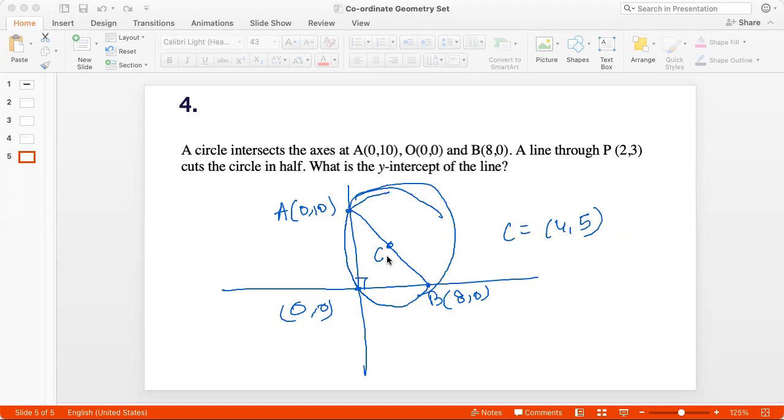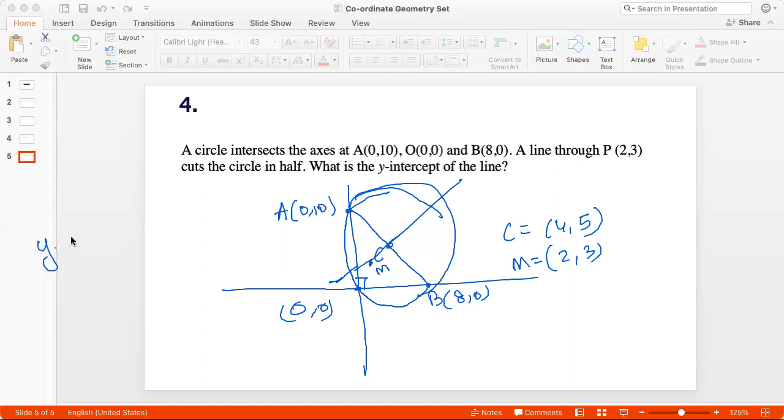Now a line passing through 2, 3 cuts the circle in half. Okay, so let's say this is 2, 3, it cuts the circle in half. So if it has to cut the circle in half, the line must also pass through the center. So let's say this point is M. So the line will look like this, right? It would have to pass through the center to cut the circle in half. So M is 2, 3. What is the y-intercept of the line? So that's pretty simple. We can just solve and find the line.